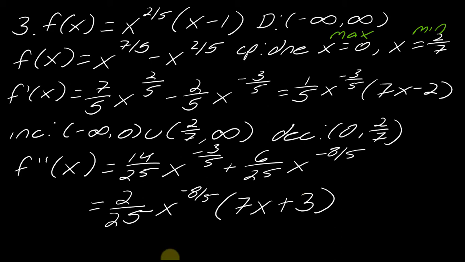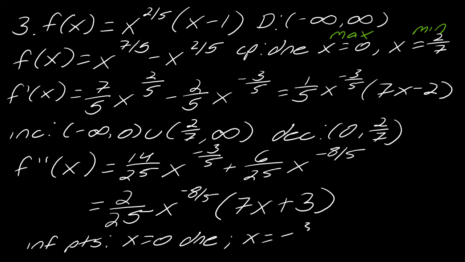So now that I have this factored out, I can see that my possible inflection points, like points I want to pay attention to, are x equals 0. It does not exist here, so I just want to note that. And then also x equals -3/7. This is the one good thing about this, that you can really quickly pick out what the points are that you're interested in.